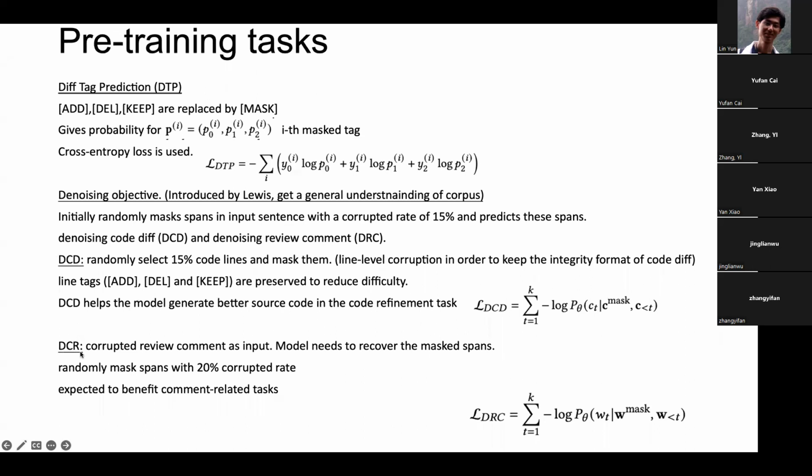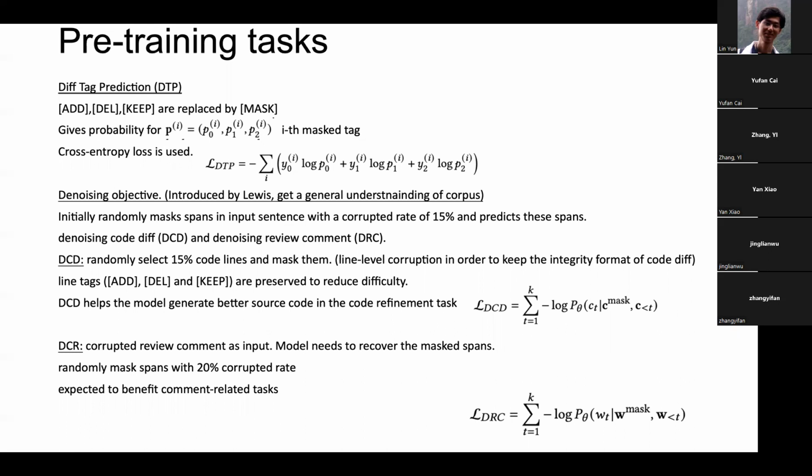And DCR is on the review comment, so this is based on natural language. They corrupt the review comment as input, and the model needs to recover the masked words. They randomly mask spans with a 20% corruption rate, and they hope this pre-training task will benefit the comment-related tasks. Any question for that? This may be related to background knowledge.